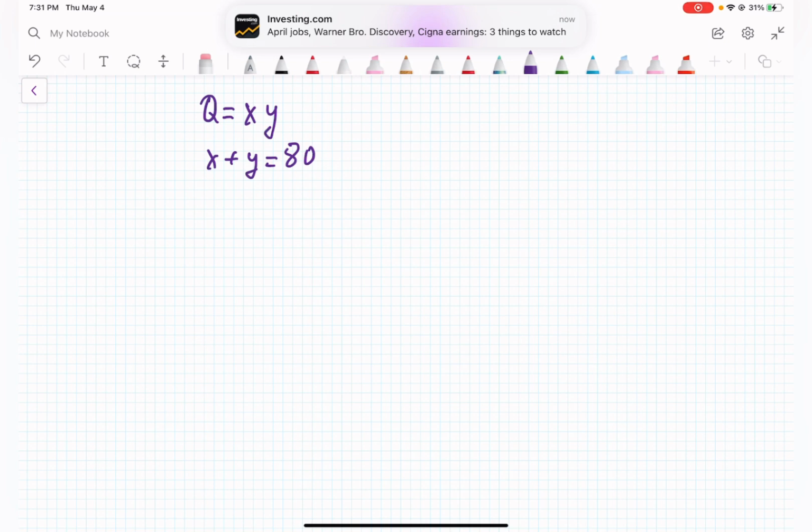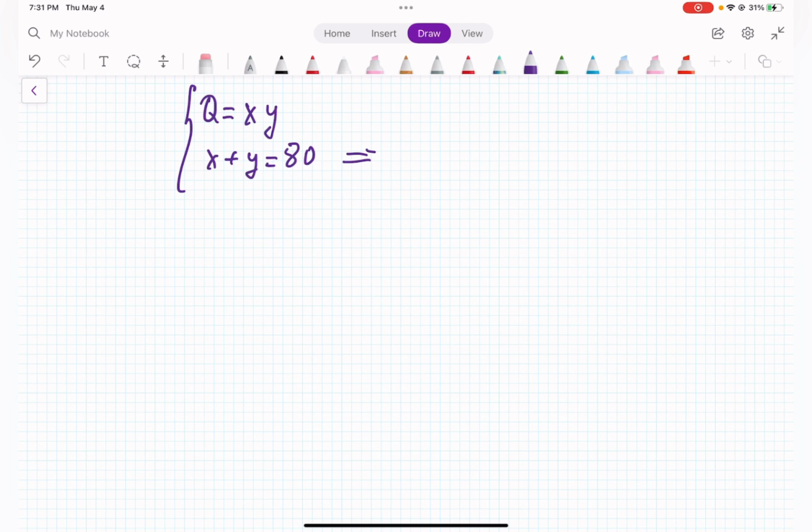Okay. So first, it's like a system of equations with two variables. I'm going to find from here y, for example, y equals 80 minus x, and plug this y into the other equation. So my Q, the maximum of the product, is going to be x times (80 minus x).